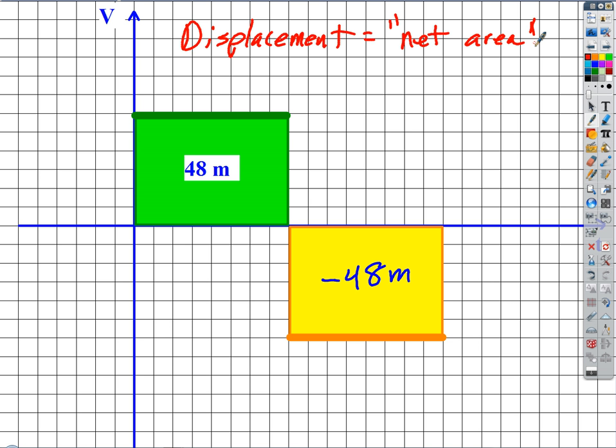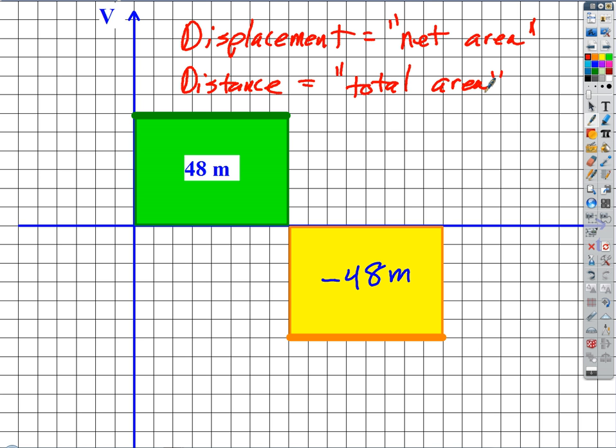Just add them both up. Yeah, so how would I always ensure that my contributions were positive? Absolute value. Absolute value, yeah. So I'm always taking the absolute value of the area, right? Does that make sense? Okay. So distance equals total area, in this case, with a velocity time graph.